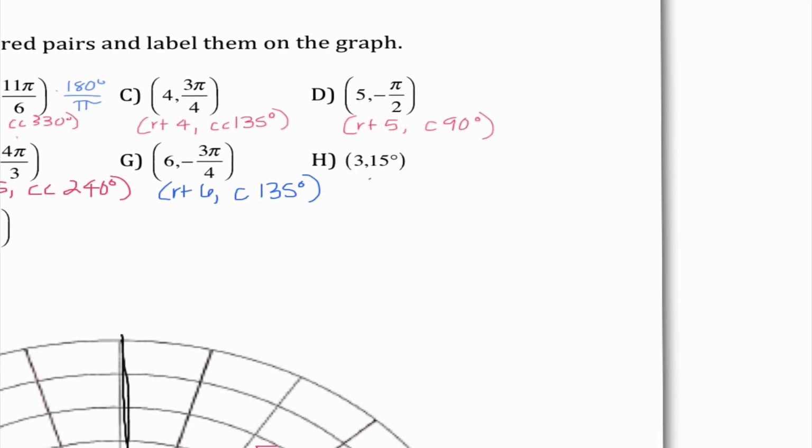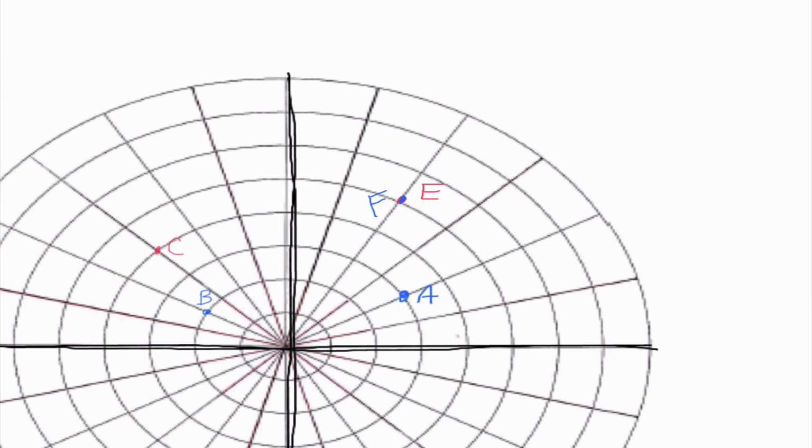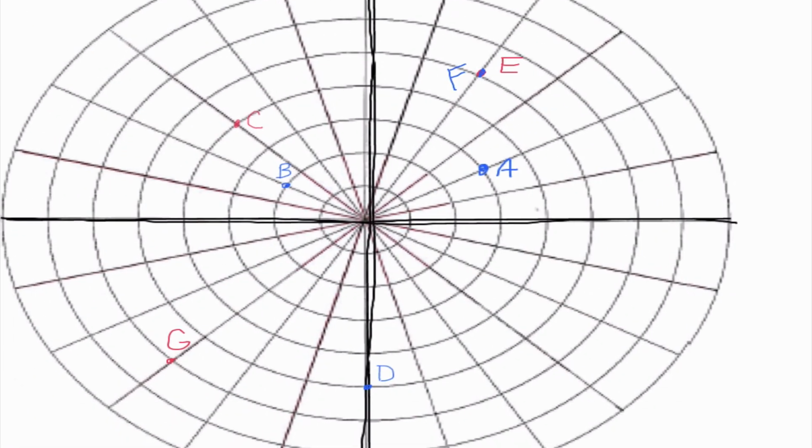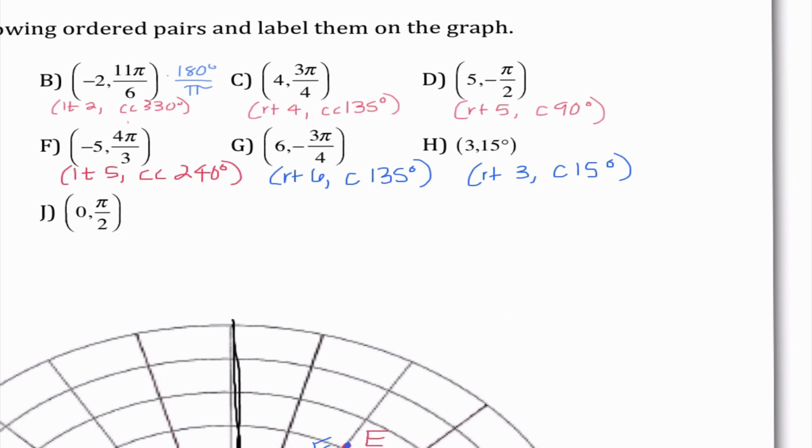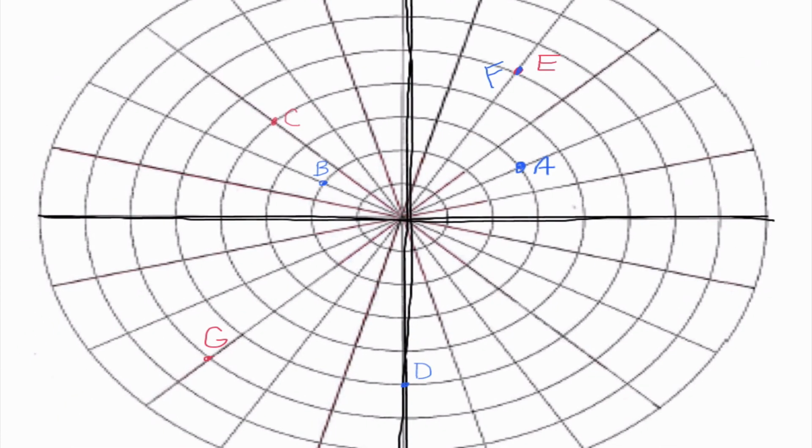3, 15 degrees. This one should be nice and easy for us. I'm moving to the right 3, and then I'm going clockwise 15 degrees. So I'm going to the right 1, 2, 3, and I don't know why I said clockwise. It should be counterclockwise, shouldn't it? Because this is a positive angle. Okay, back on track. I went to the right 1, 2, 3, and I'm going counterclockwise. So this is my ordered pair, and that would be H.